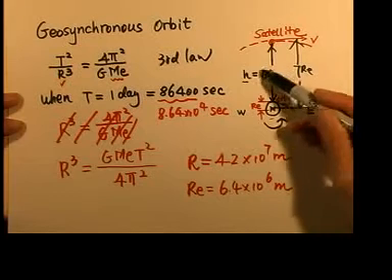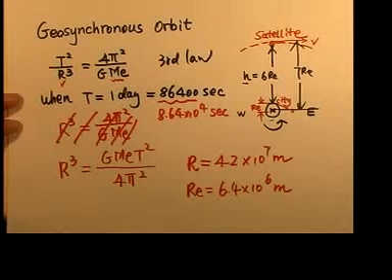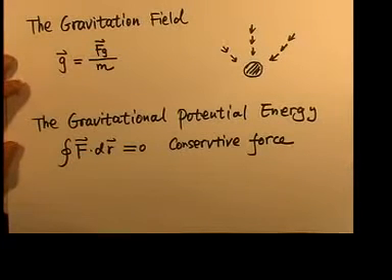RE, the height will become 6 RE. This is how high the satellite has to be in order to be in the geosynchronous orbit. Next, let's learn something which is slightly different.